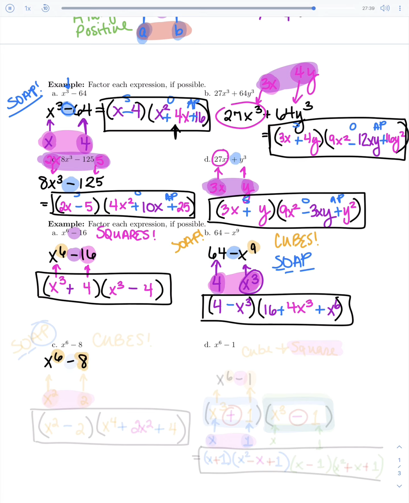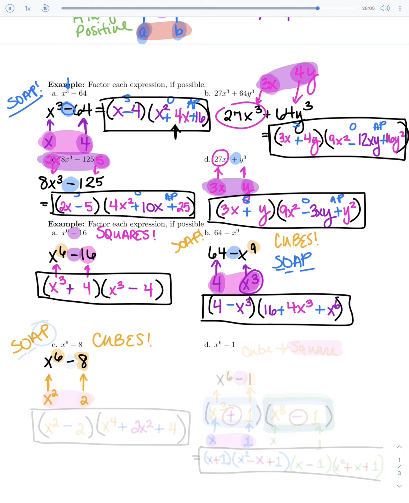However, if I look at the 8, 8 is not a square. It's only a cube. So we're going to be using cubes and SOAP again. Well, what is cubed to get the 8 is 2. What do I need to cube, or use 3 of, to get an x to the 6? Well, you need 3 of these x squareds, or 3 groups of 2, to get 6.